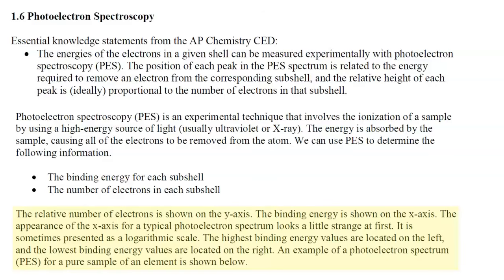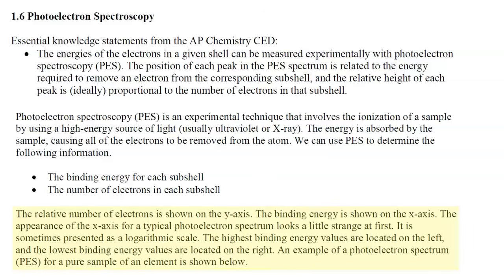And the appearance of the x-axis for a typical photoelectron spectrum looks a little strange at first. It is sometimes presented as a logarithmic scale, and the highest binding energy values are located on the left, and the lowest binding energy values are located on the right. An example of a photoelectron spectrum, or PES, for a pure sample of an element is shown below.